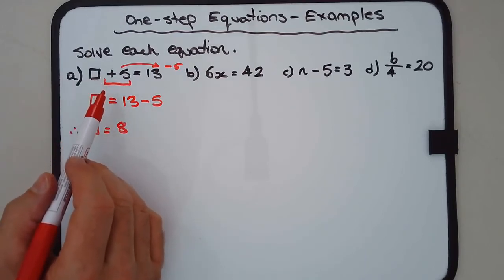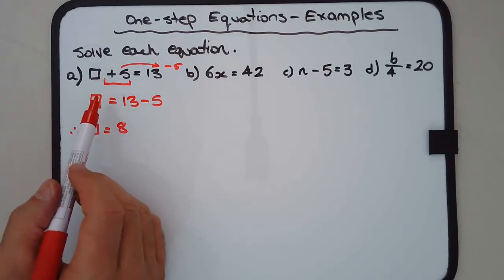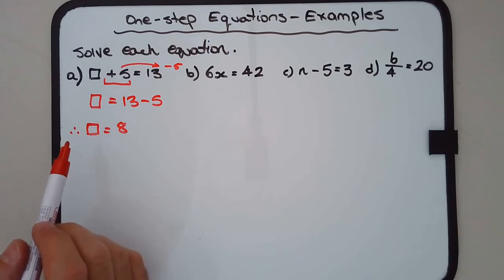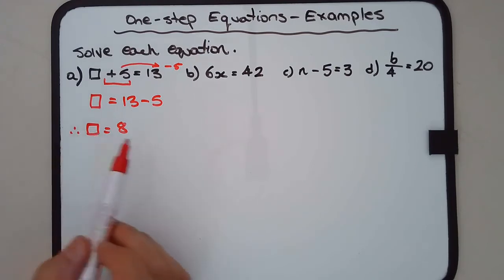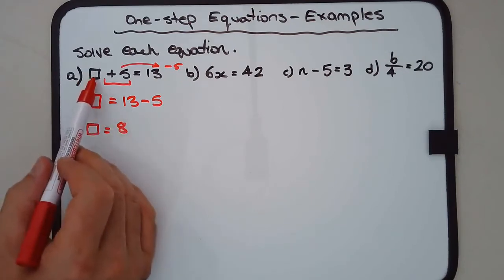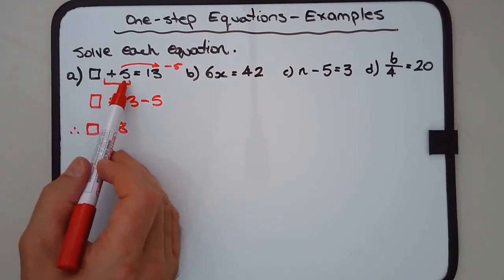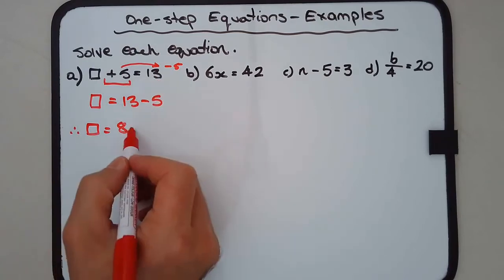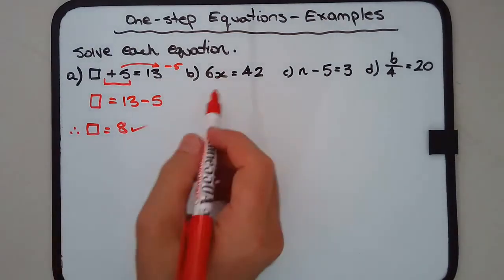Now, go back to the original equation. You should do this with every equation. I would highly recommend that you test your answer. Put the 8 back for the unknown symbol, substitute it back in. 8 plus 5, well, that's equal to 13. I think we're pretty okay with that. Let's have a look at part B.